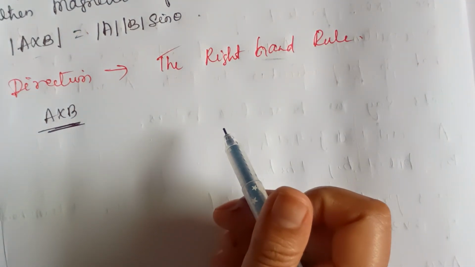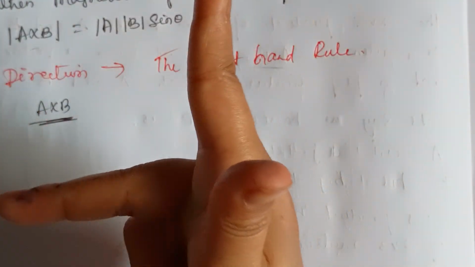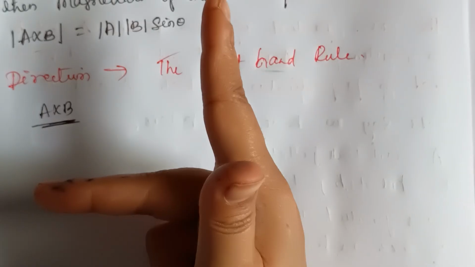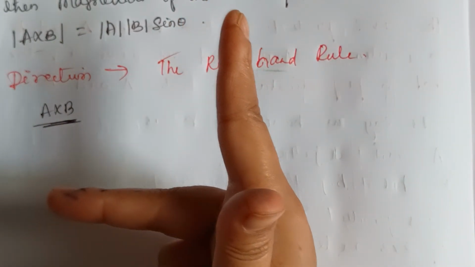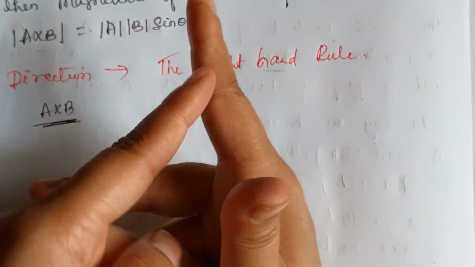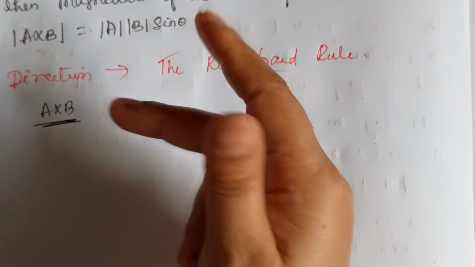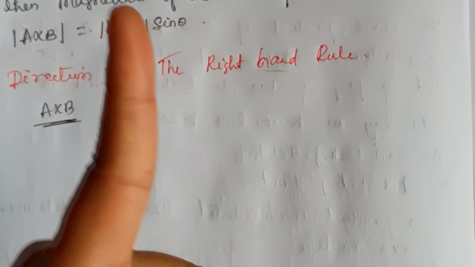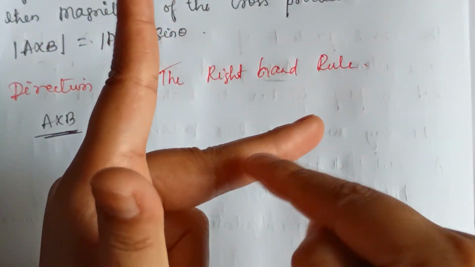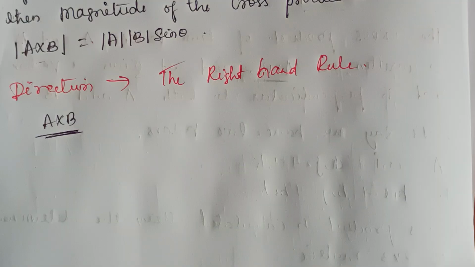I'll tell you how. I hope this is clear. I'll just zoom in. Consider this is the direction A, this is B, and this is perpendicular to A and B. This is the new vector formed. Or we can show it in whichever hand we want. This is A cross B, and this is perpendicular to both A and B. All right, now we will move forward.